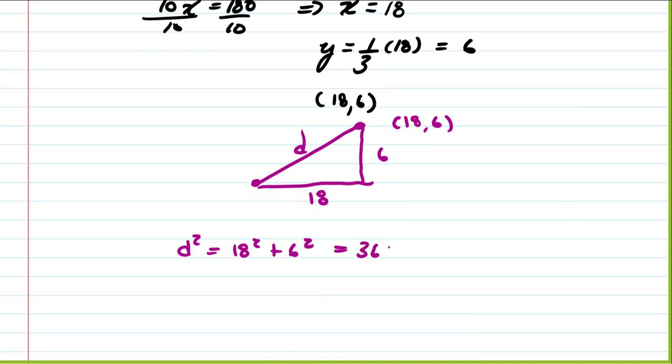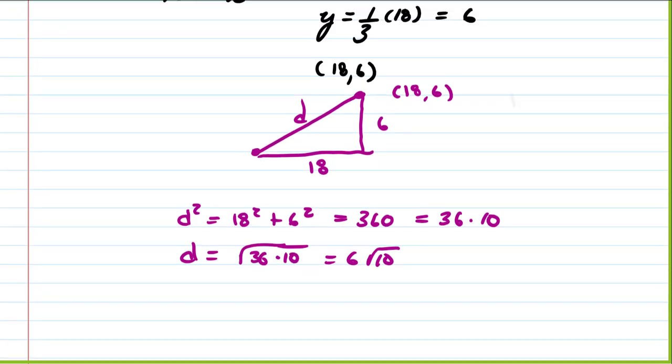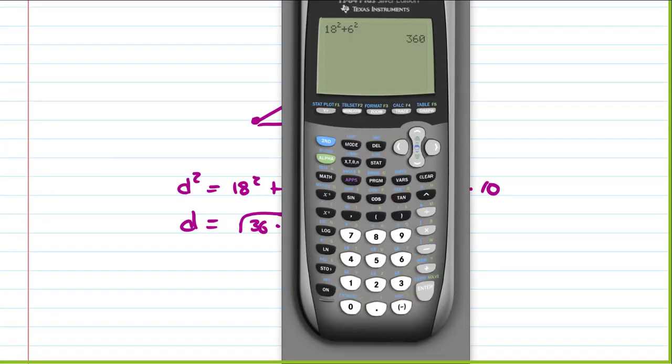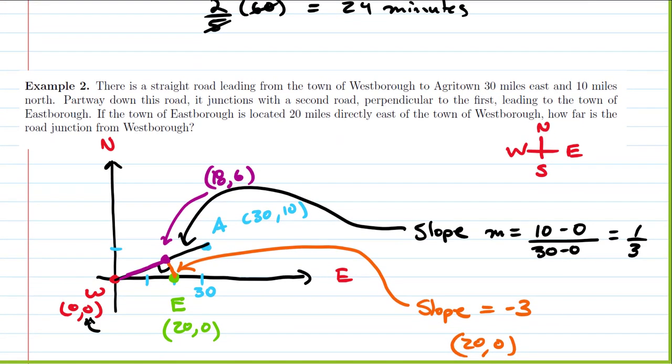So then taking 360, which is 36 times 10, and taking our square root, we get the square root of 36 times 10, which is 6 square roots of 10. So the distance is 6 square roots of 10, or if we need a decimal approximation, we can just take the square root of 360. And we get that it is about 19 miles, right?